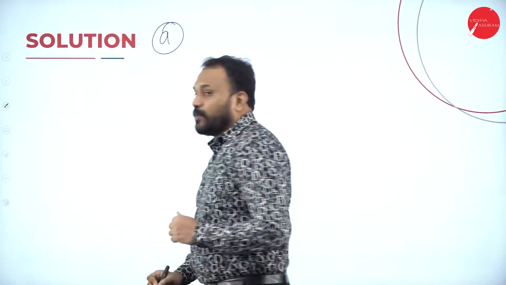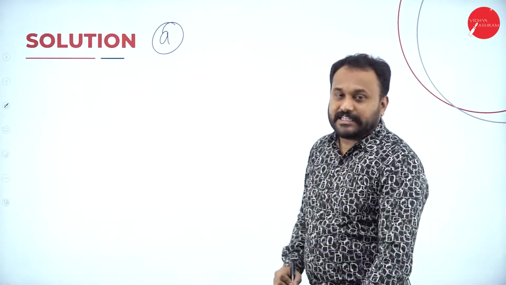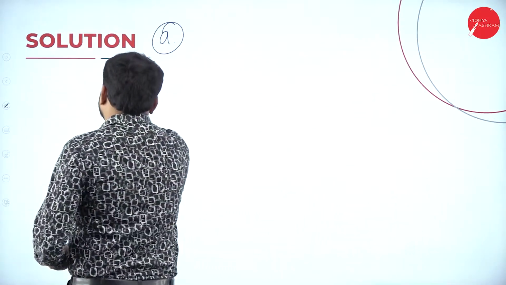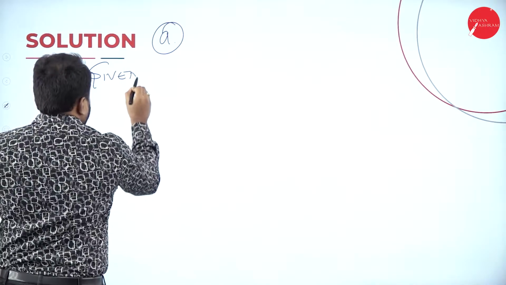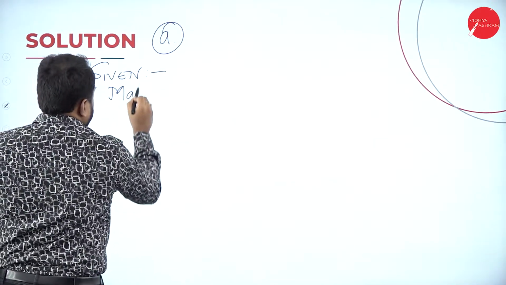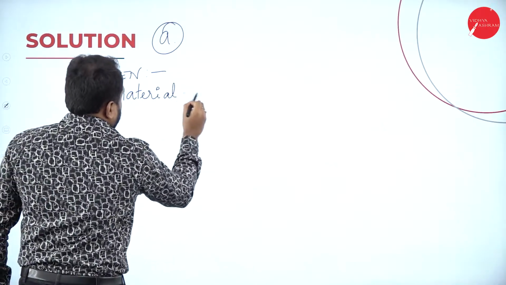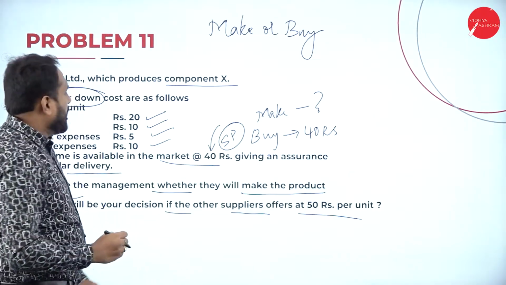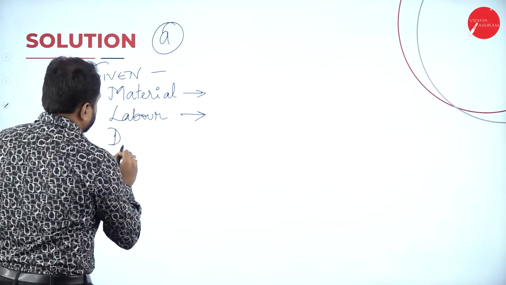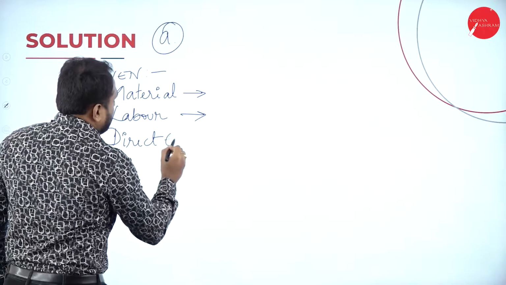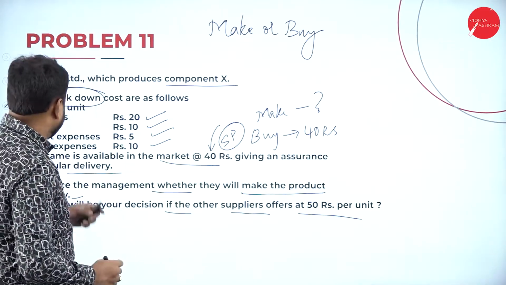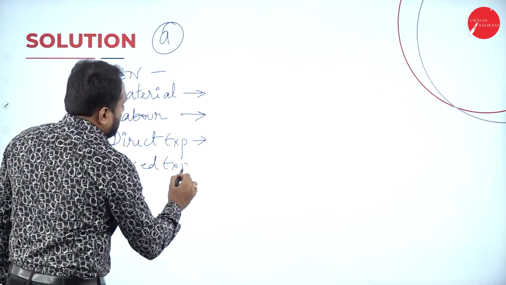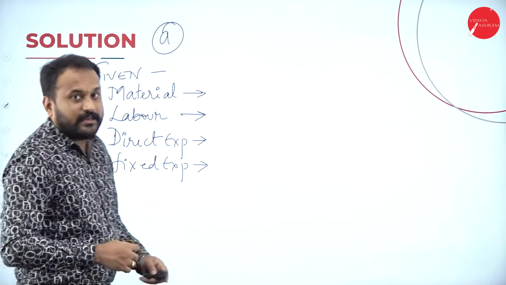Let's go with A. Now what you are supposed to do is write down each and everything properly. So the first one here we have material, labor. So here given, you can go with this, given material, and write down. Next is labor. Next, after that you have direct expenses. Next you have fixed expenses. Now we'll write down all the numbers here.